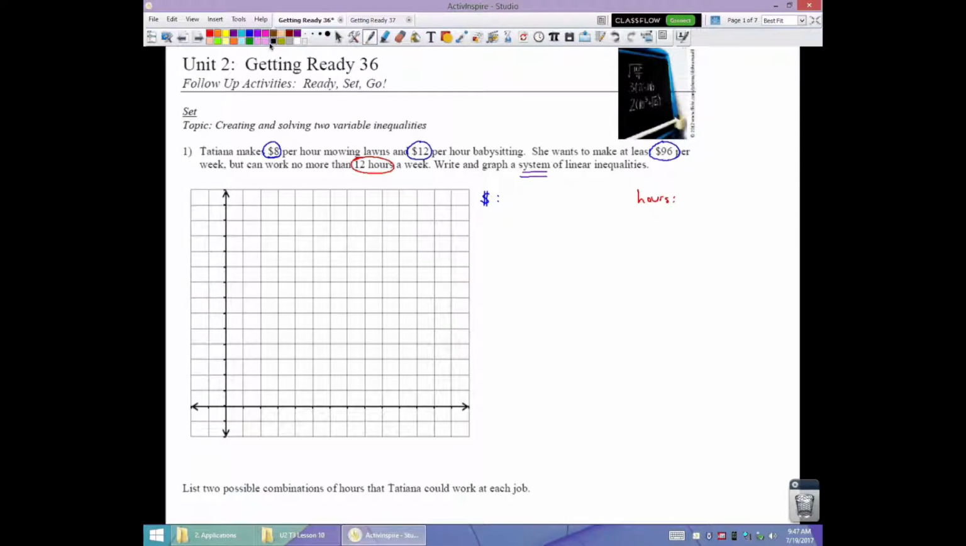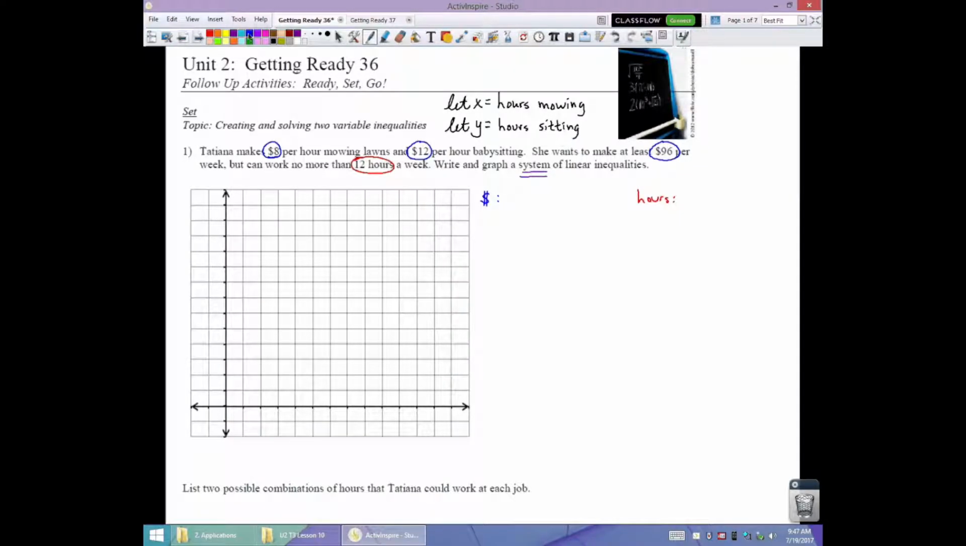What is it that we don't know here? We don't know how many hours she babysits or how many hours she spends mowing lawns. So those are our two let statements. It doesn't matter which is which, but you need two of them. So I'm going to let X equal hours mowing, and let Y equal hours sitting.